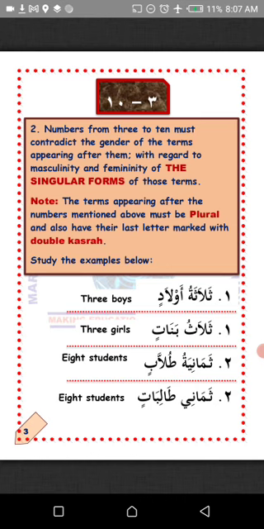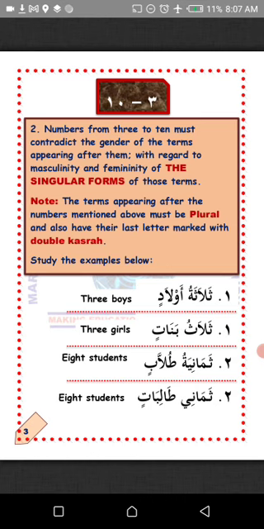Thamaniyatu tullabin, 8 students. So what is the singular form of tullab? Talibun, and talibun is mudhakkar. In that case, we are going to assign a feminine number.